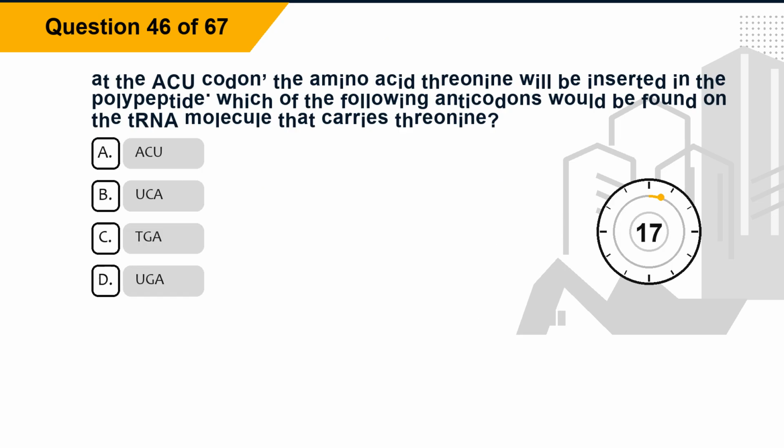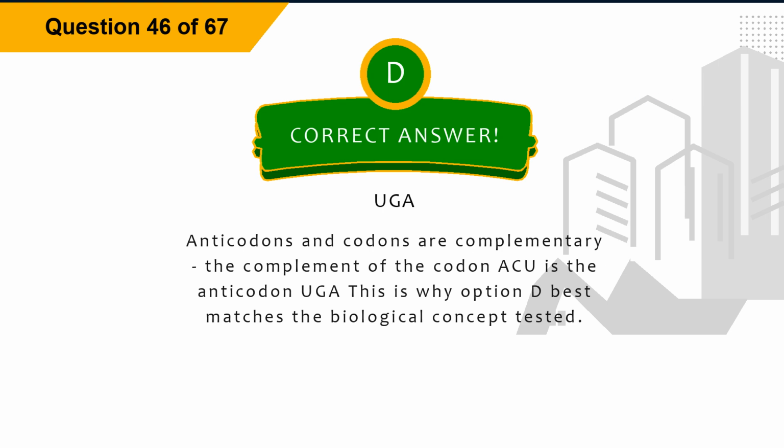Question 46. At the ACU codon, the amino acid threonine will be inserted in the polypeptide. Which of the following anticodons would be found on the tRNA molecule that carries threonine? Option A, ACU. Option B, UCA. Option C, TGA. Option D, UGA. The correct answer is option D, UGA. Explanation: anticodons and codons are complementary. The complement of the codon ACU is the anticodon UGA. This is why option D best matches the biological concept tested.